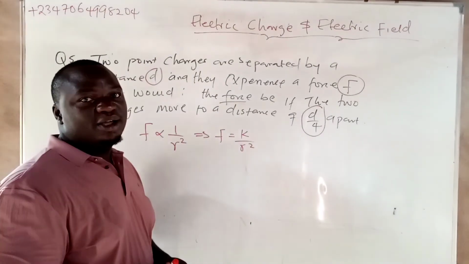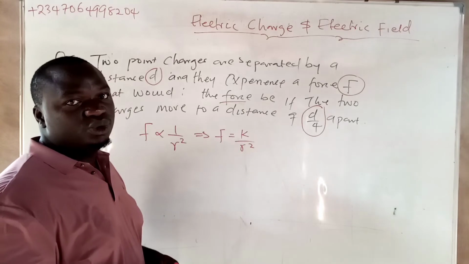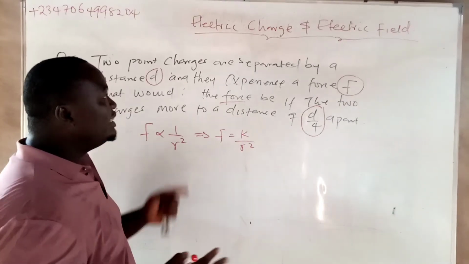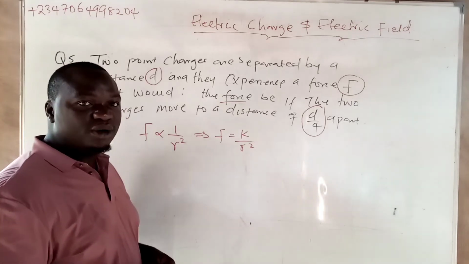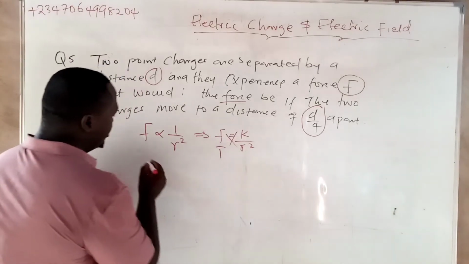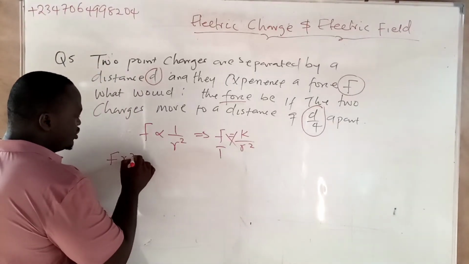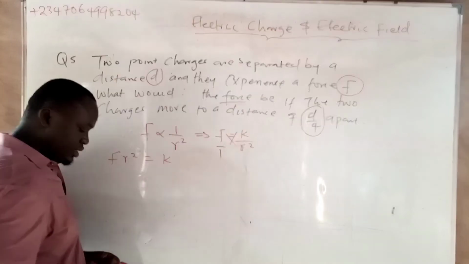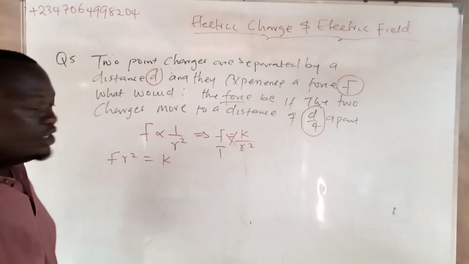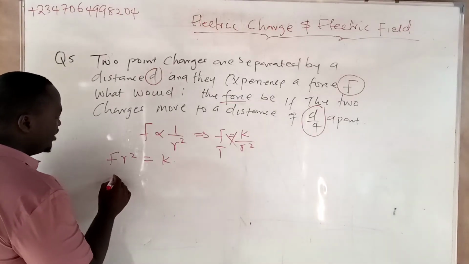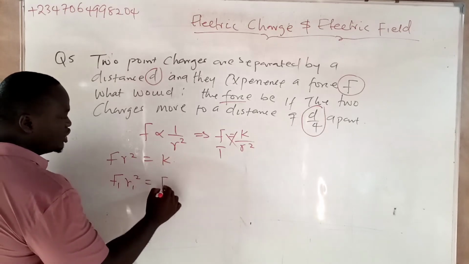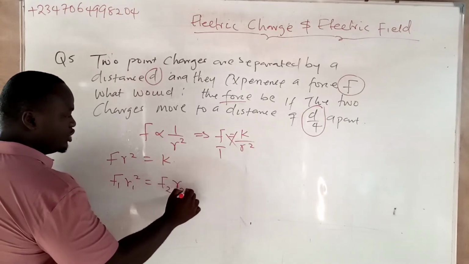Remember, we did this thing on my channel on electric charges. I've explained these formulas before. So from here, this is all over 1. I want to cross multiply, so this will give me F R squared is equal to K. So it means that F R squared is equal to a constant. So what it means is that I can conveniently say that F1 R1 squared is equal to F2 R2 squared.